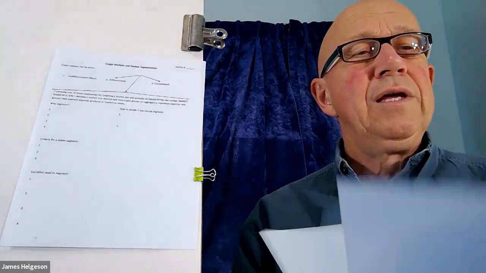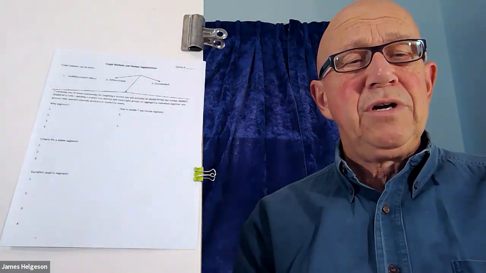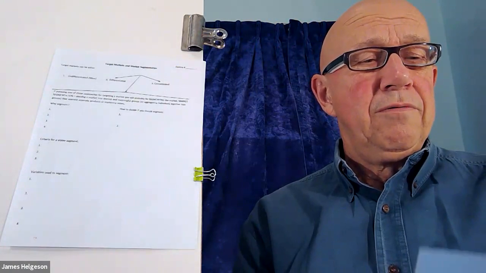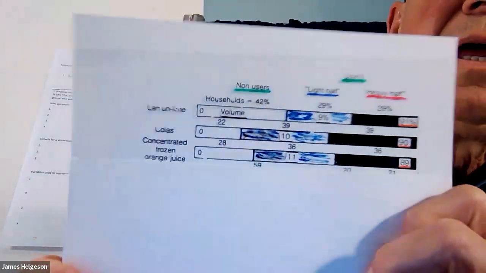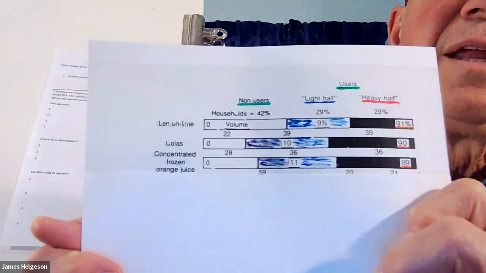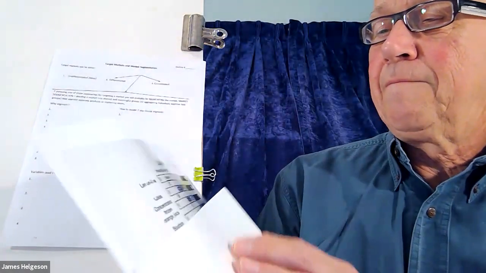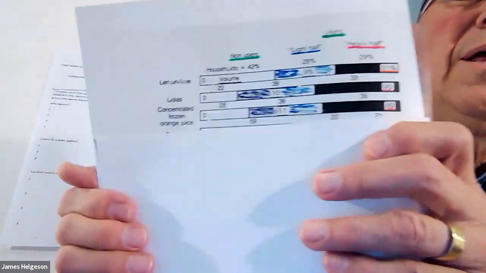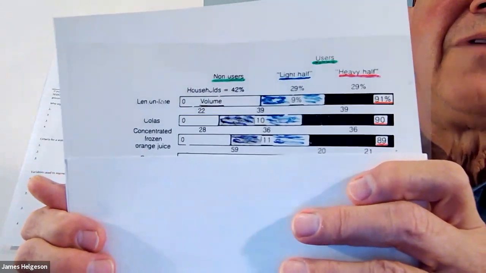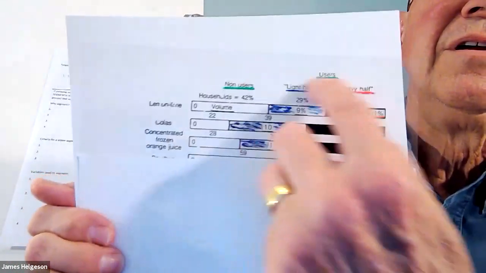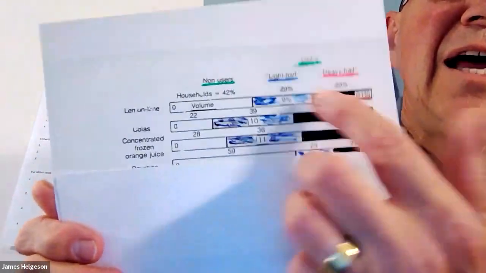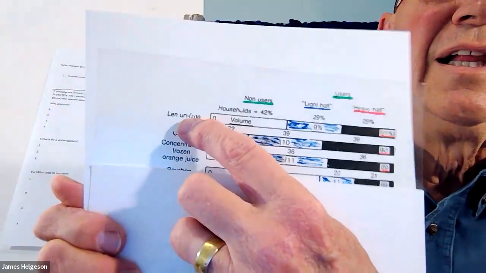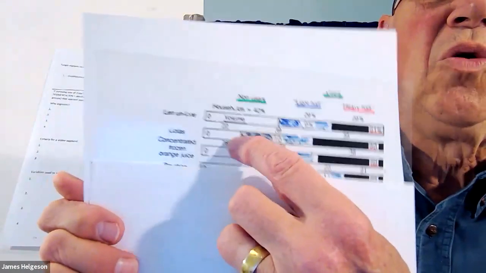So what I've got here is a picture of this phenomenon. And here's how you do this. You take a product and you divide it into users and non-users, okay? So here we got lemon-lime soft drinks. I'm losing some of the letters here. Here we got cola soft drinks.